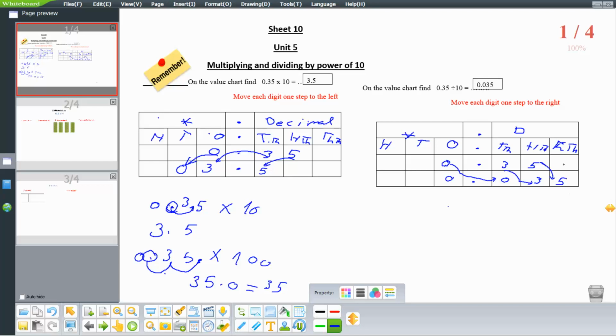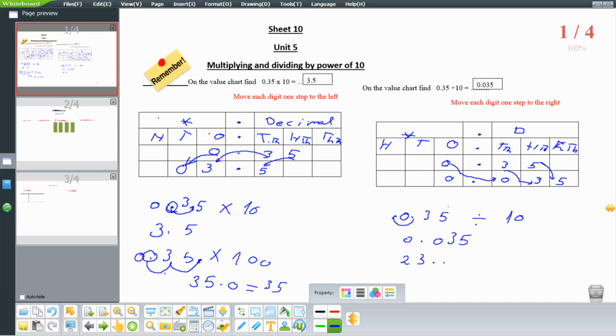If I want to use the other way, to move the decimal point, let's see. We have 0.35 divided by 10. In this way, we don't move to the right. We are going to move to the left. So we are going to move one digit here. So it will be 0.035.